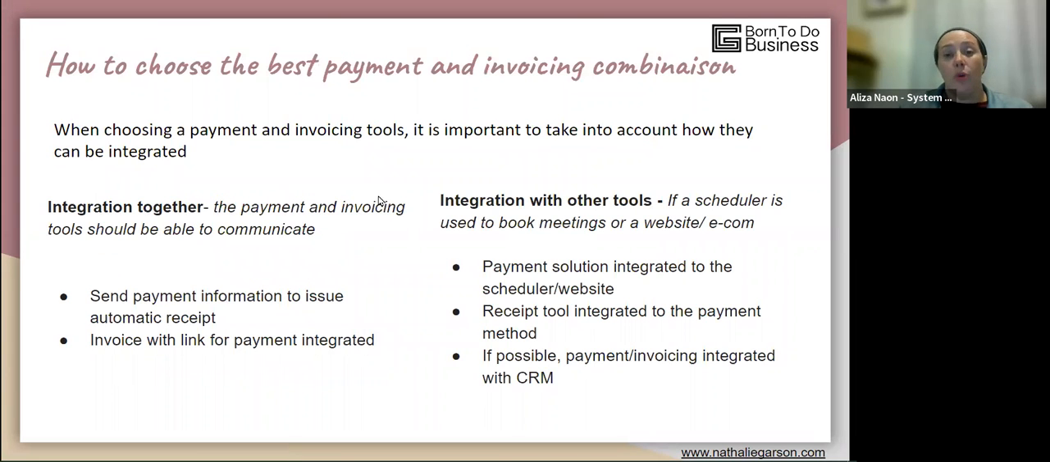How to choose the base payment and invoicing combination. What we just said is you need to make sure that they are integrated. There are two different types of integrations that you should look at. First, that your payment solutions and your invoicing receipt system work together. That means you receive a payment, you get automatically a receipt, or you send an invoice and you have a payment link embedded on your invoice.